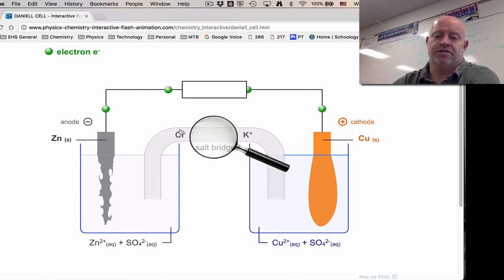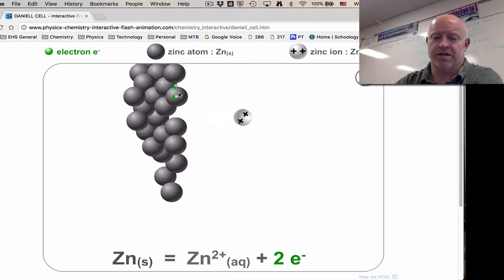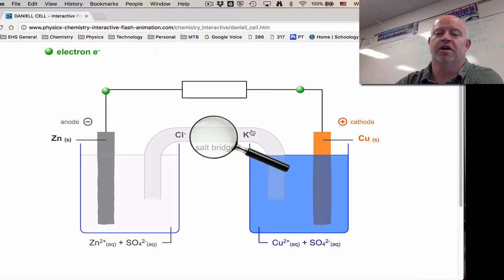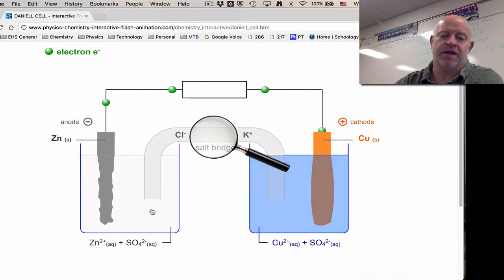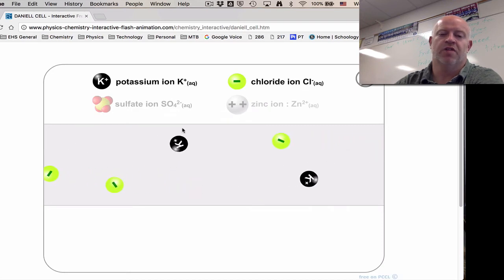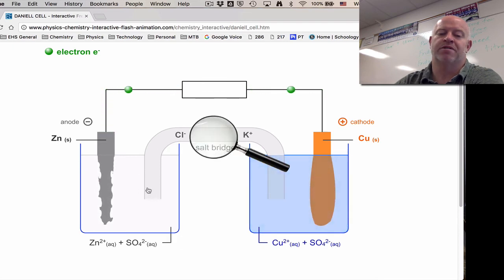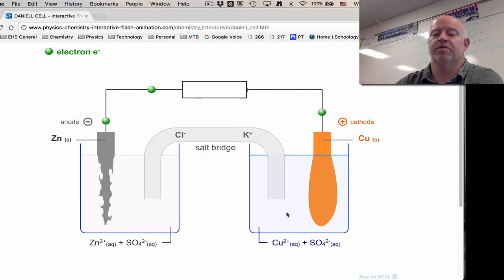What this does is let you move charge. On this side, since we are losing electrons and we're gaining positive charge over here, the chloride will run in this direction. The negatives are going to run to the left. They're going to replace negative ions on this side to balance out the extra positive ions we get over here. On this side, we're going to add potassium, so it's going to balance out the extra negative ions we have over here.